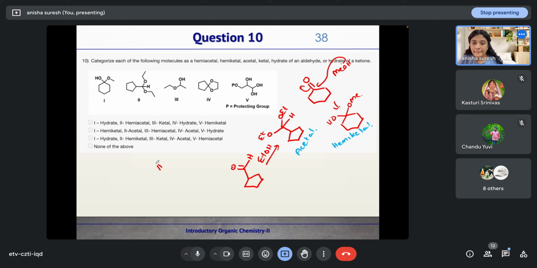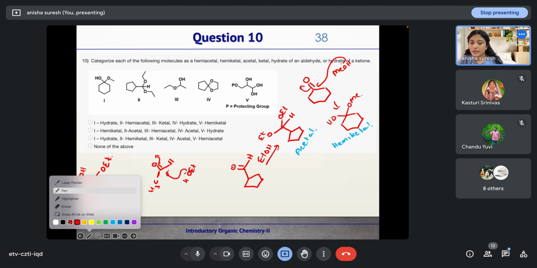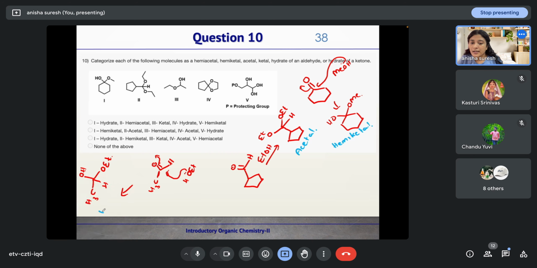And here next one, it will be CH3, acetaldehyde, and to this one OEt is getting added, and it is leading to formation of this CH3 OH H OEt. So this is hemiacetal. Okay, since it is aldehyde, it is acetal. And since one OH is there, it is known as hemiacetal.